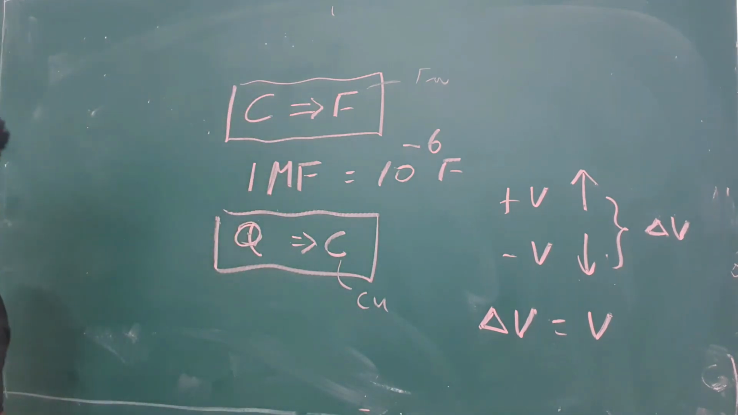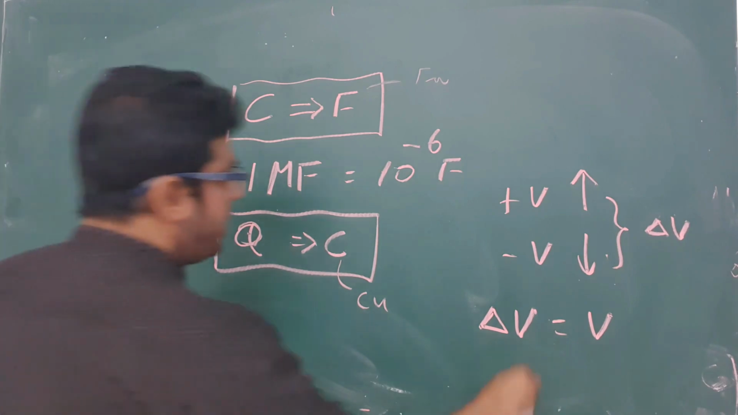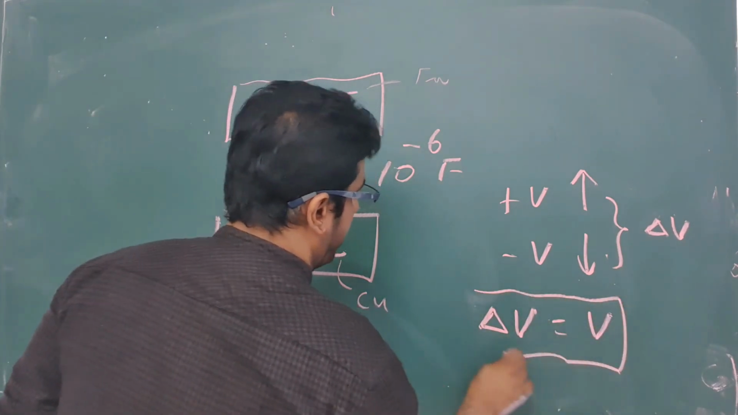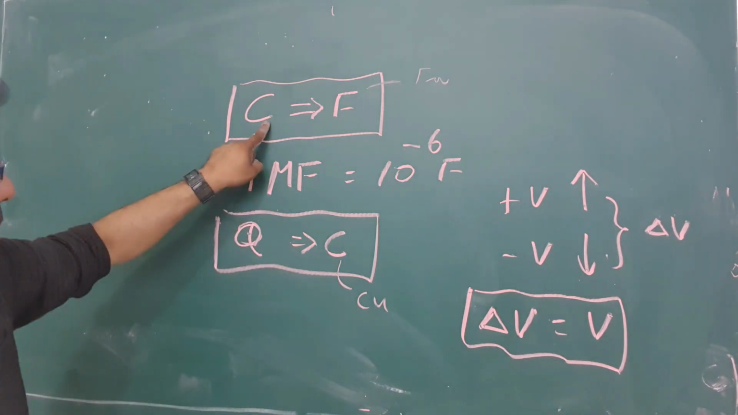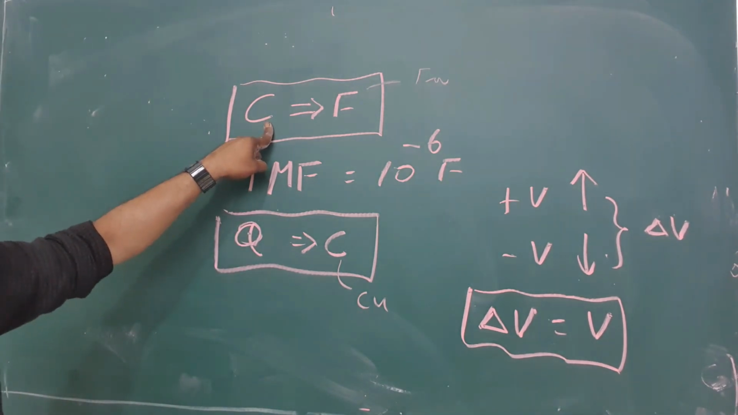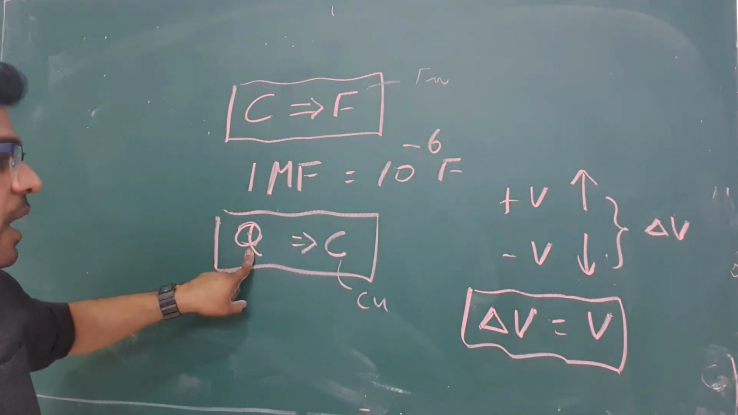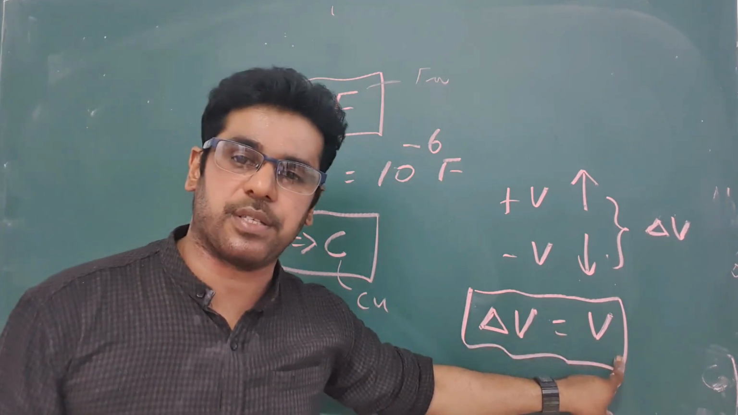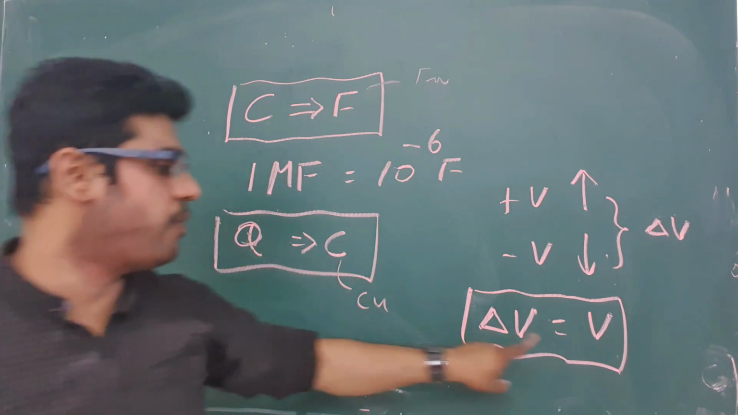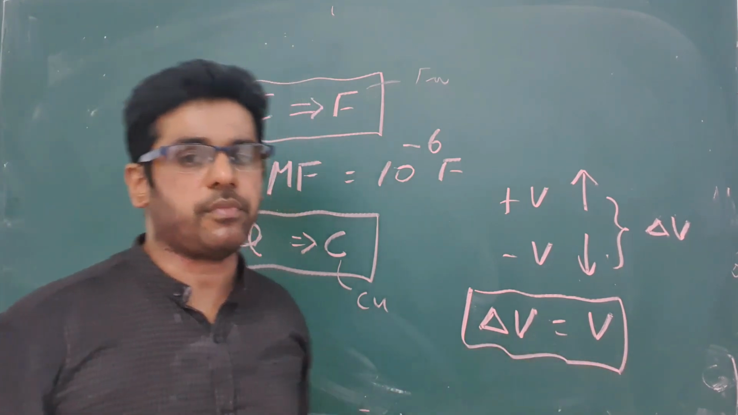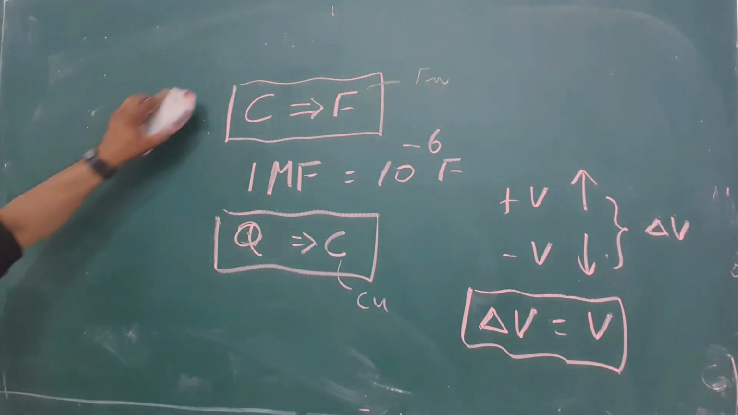Now again, these are the basic physical quantities in a capacitor: capacitance, charge, and voltage difference.